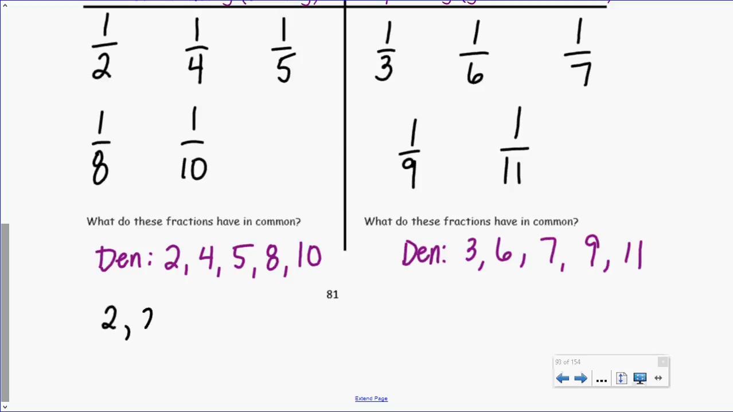The number 4 can be factored, though, to be 2 times 2. So see, we're kind of breaking these apart. Okay, the number 5 is just 5.